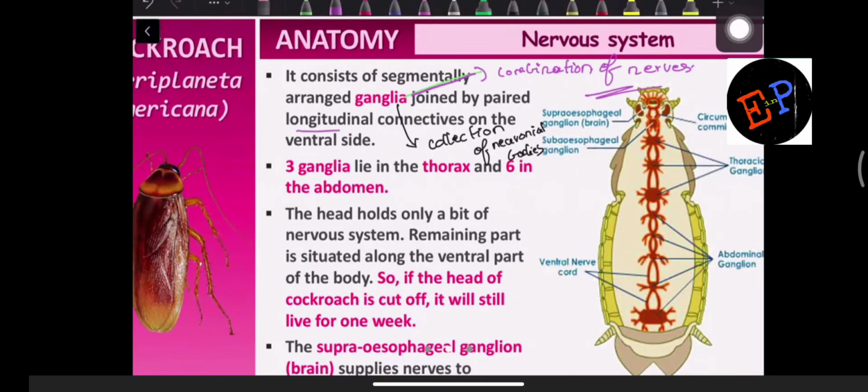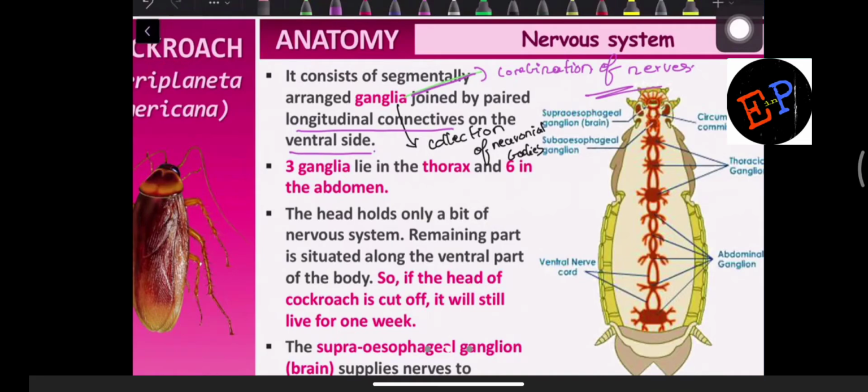Eight longitudinal connectives on the ventral side. So these ganglia, on which side are they present? The group of nerves, they are present on the ventral side. Ventral side means the front region; the dorsal side is called the back region. So three ganglia lie in the thorax and six lie in the abdomen.